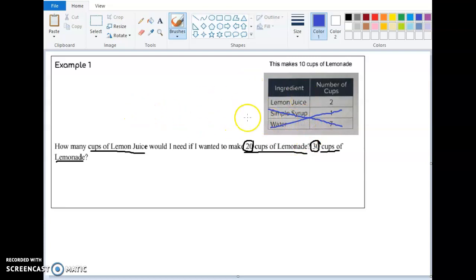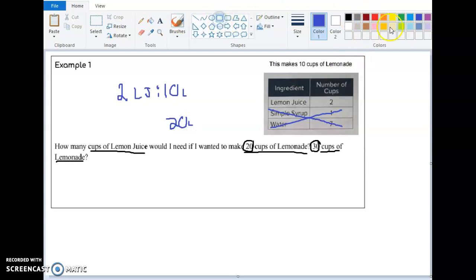So let's go ahead. Let's write a ratio for what I have. If I have 2 cups of lemon juice, I get 10 cups of lemonade. And notice I'm just adding a label so I remember what I'm talking about. So now I've got to figure out what if I have 20 cups of lemonade instead. All right, let's go ahead and model this.